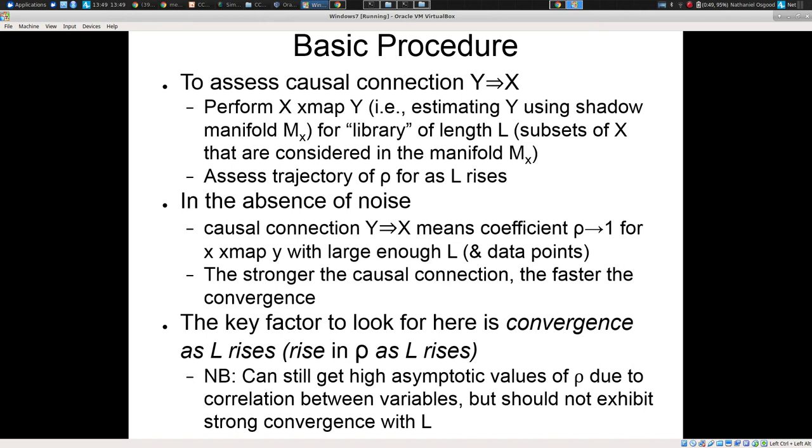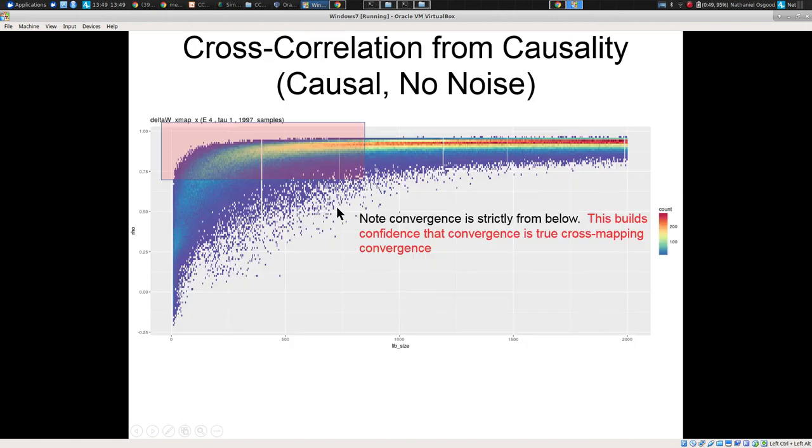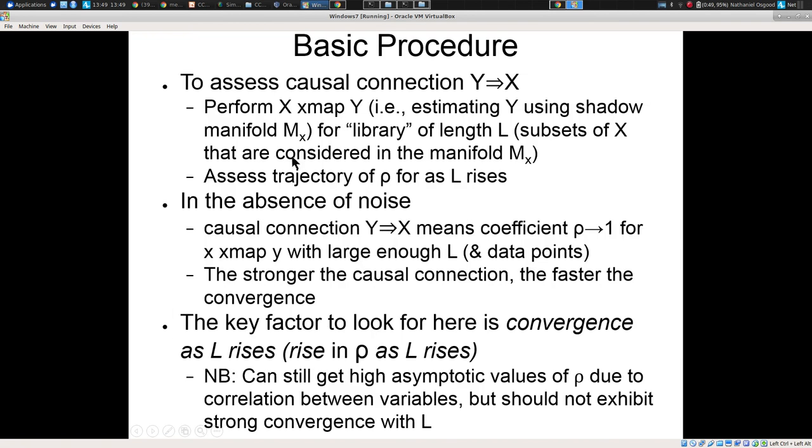Every point in the state space has an associated value of Y. We can just read it off for that same time what the value of Y is. And therefore, for each of them, we can compute the average value of Y for the E nearest neighbors to this point compared to the value of Y for that point. We consider that prediction and the true value, and we do that for many points within this reconstructed state space for a library L, and then we compute the rho coefficient, okay?